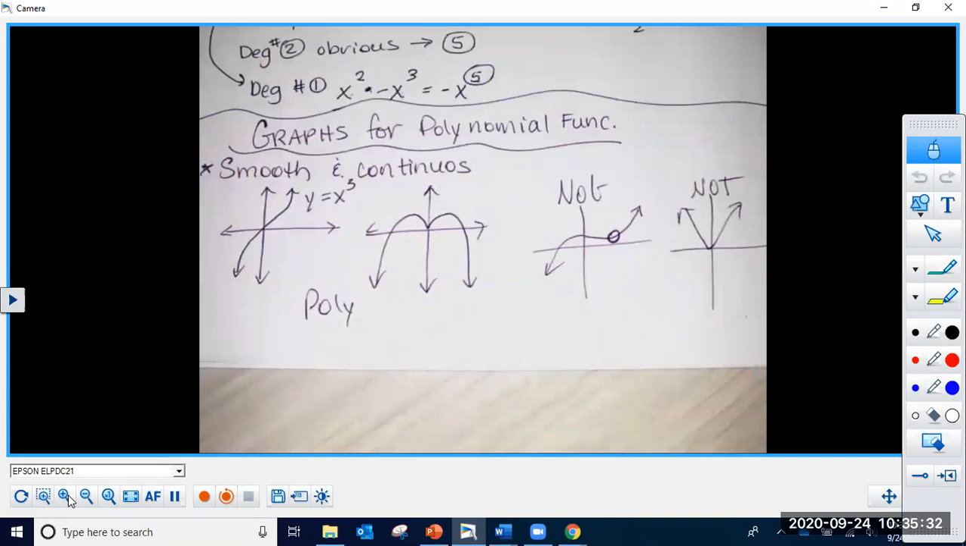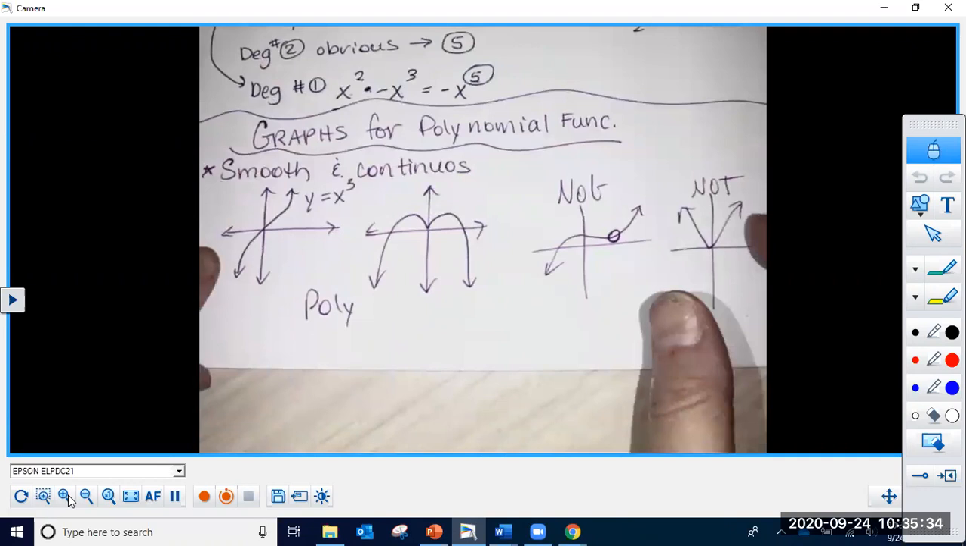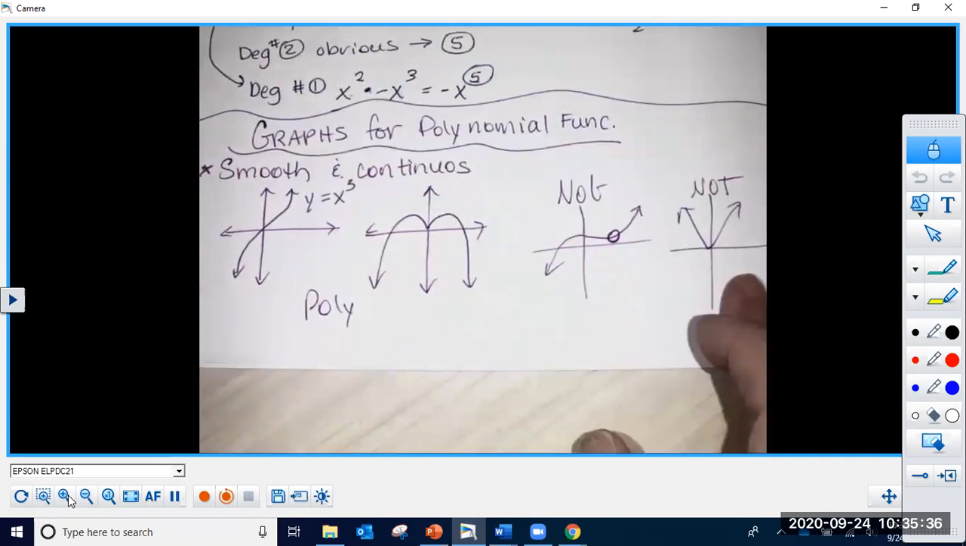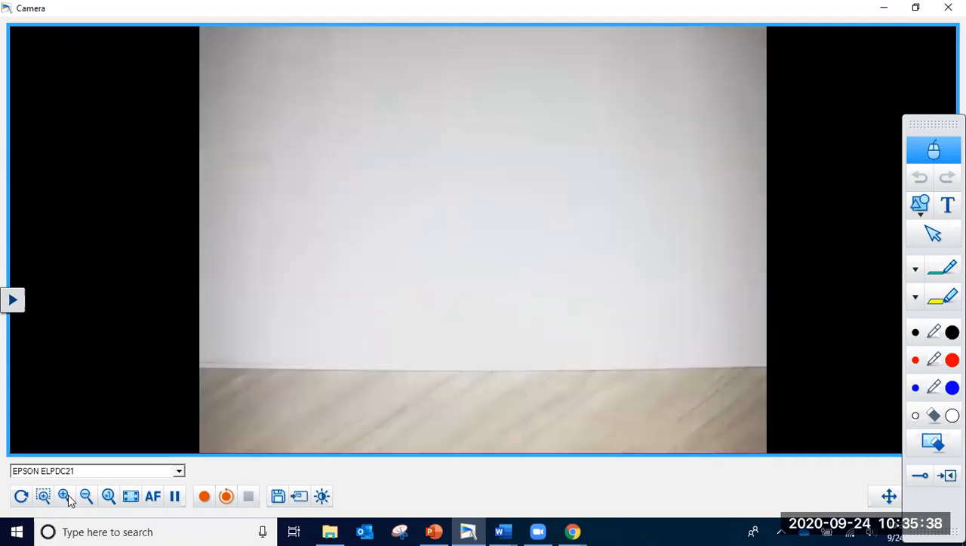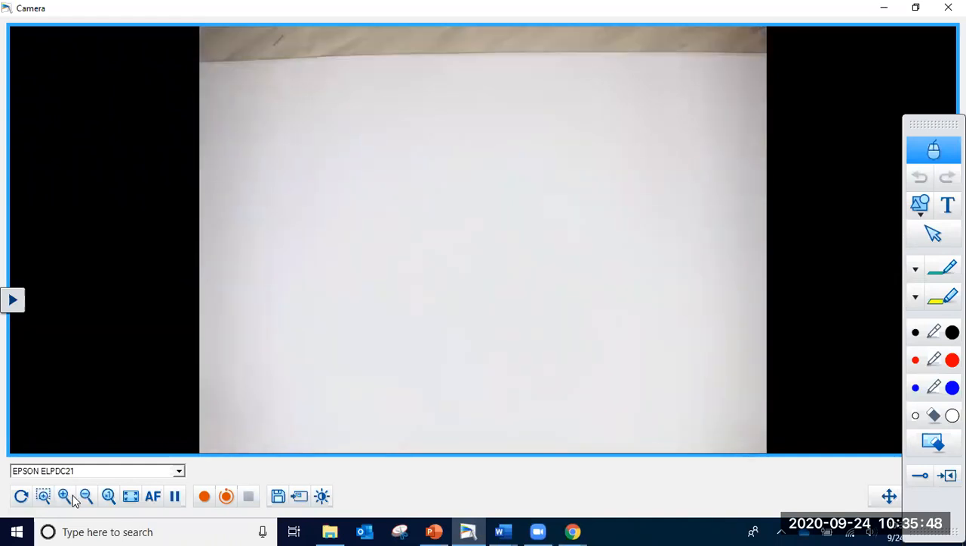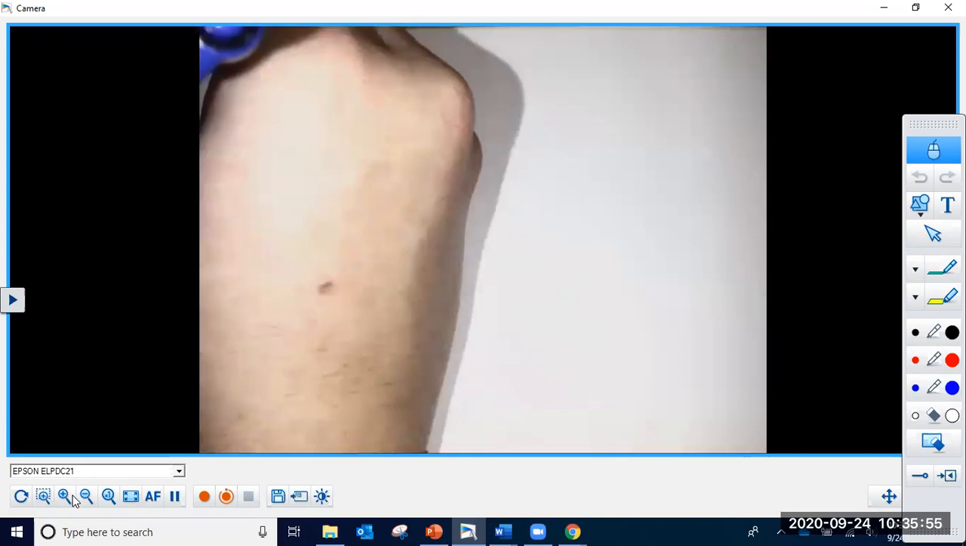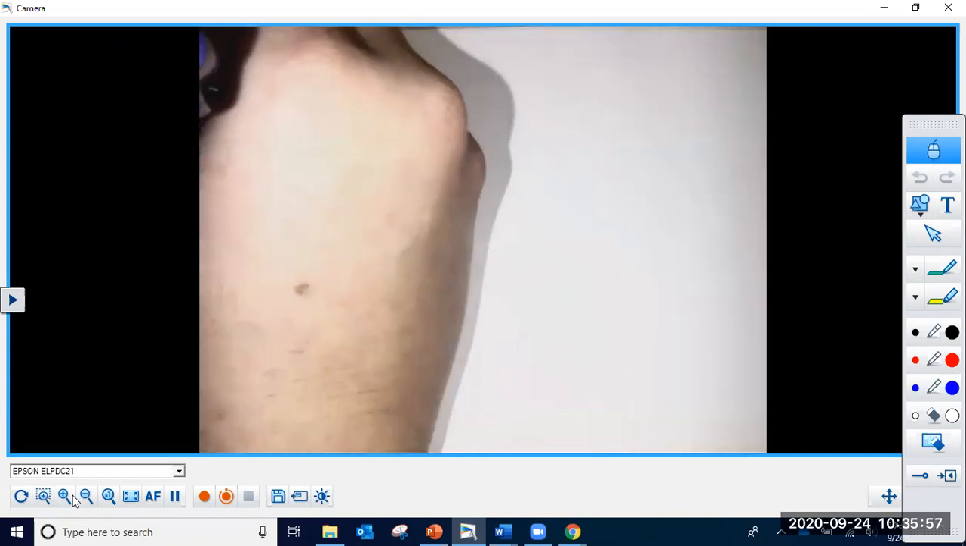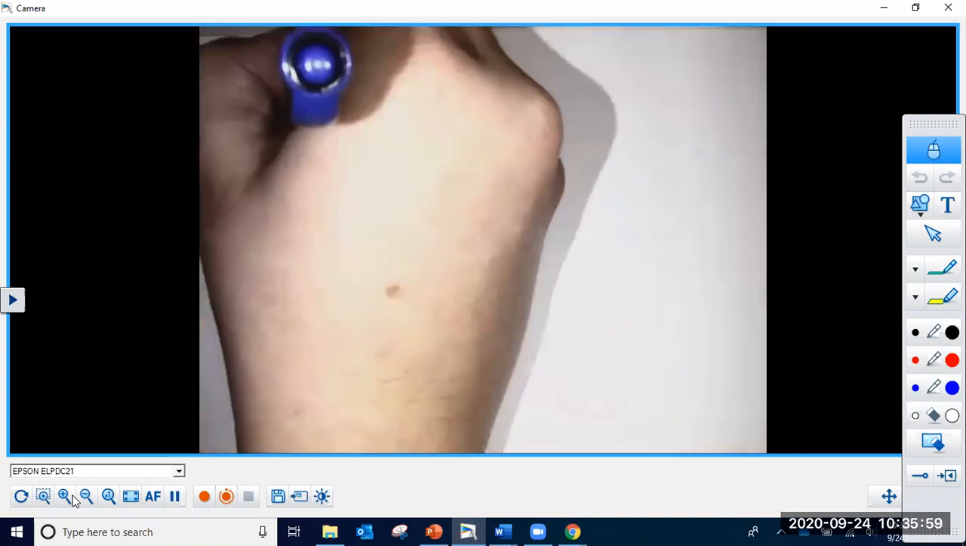All right, so really quick, let's talk about end behavior while we're on exponents and degree. This is actually on page 2 of your notes. End behavior is going to be one step of our process to graph them in a minute.